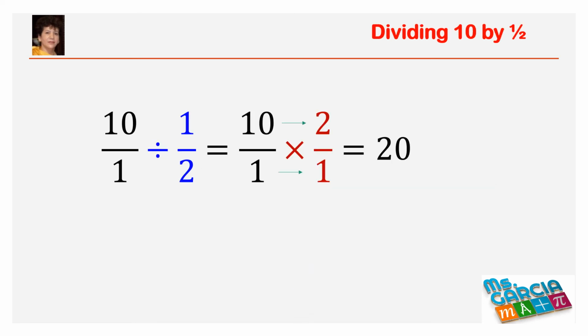There is an easier way to divide by a fraction. Dividing 2 fractions is the same as multiplying the first fraction by the reciprocal of the second fraction. The answer is the same. 10 divided by half is 20.